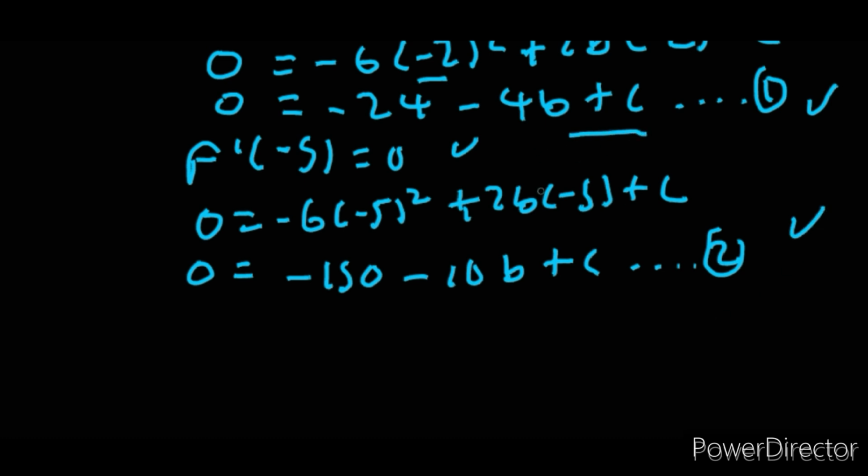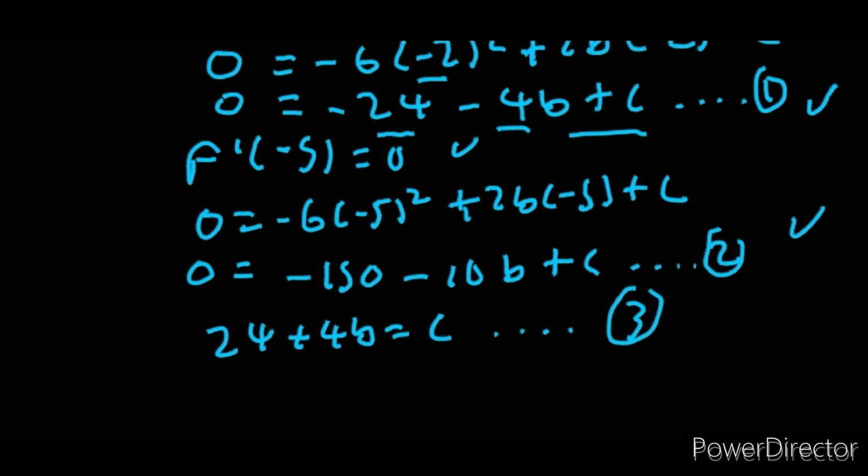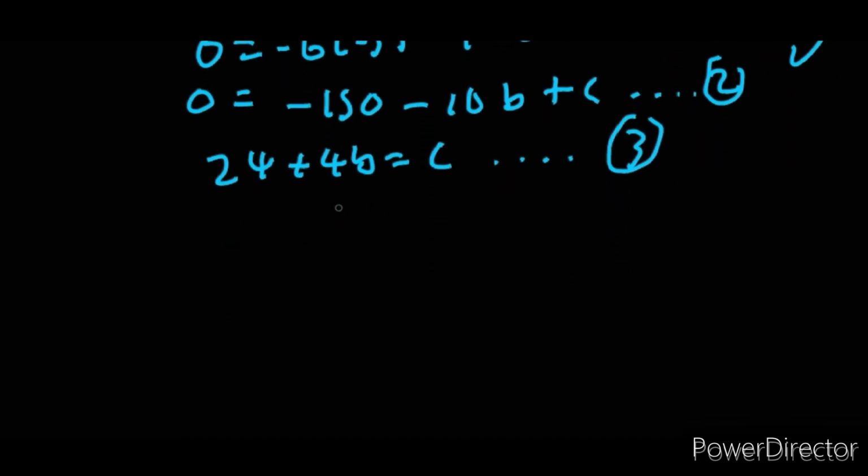So I'm going to manipulate the first one. I'm going to make it the subject of the formula by taking this one and this one to the other side of the equation. So therefore I'm going to have 24 plus 4b is equal to c. This is going to be my equation 3. And then from then onwards, I can now substitute.